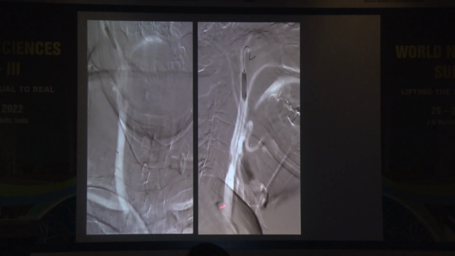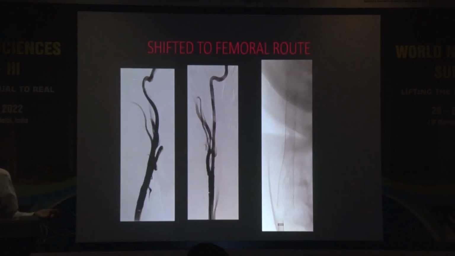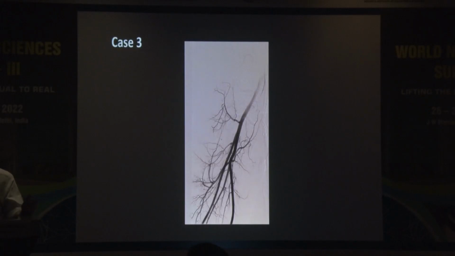Like in this case, we really struggled to take our guiding up. We inflated a balloon to actually pull it up, but that also didn't work. After trying for a good 40-45 minutes from the radial side to take our guiding up, we switched to the femoral route, which was our regular thing, and in 5 minutes we were up. So don't be stuck that I have to show that I can do it from radial. Some patients' anatomy may be easier to do by femoral route than by radial route.